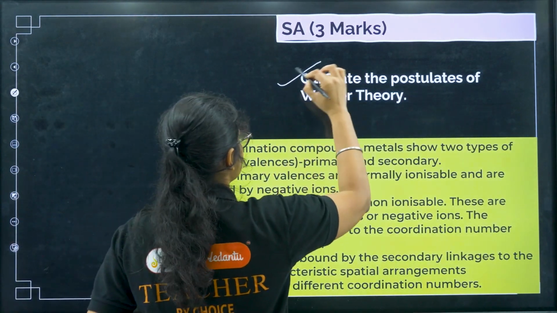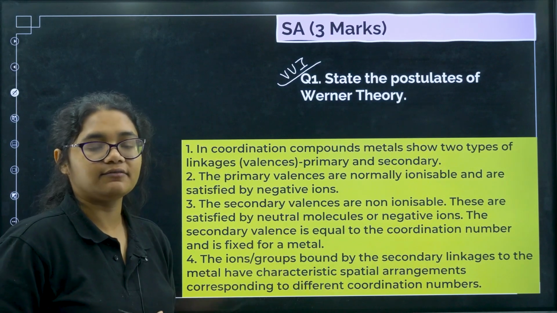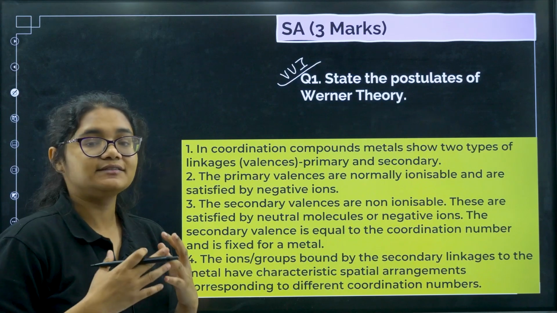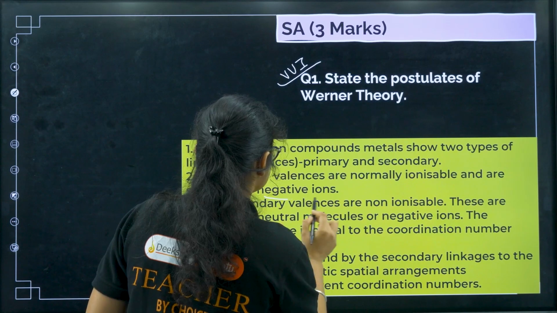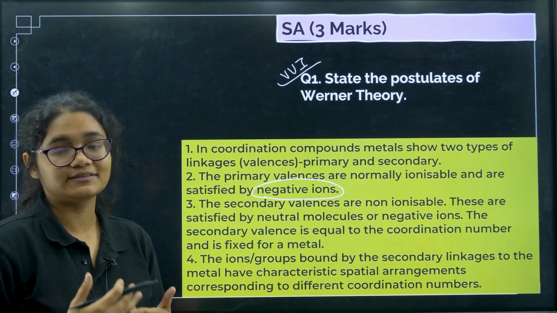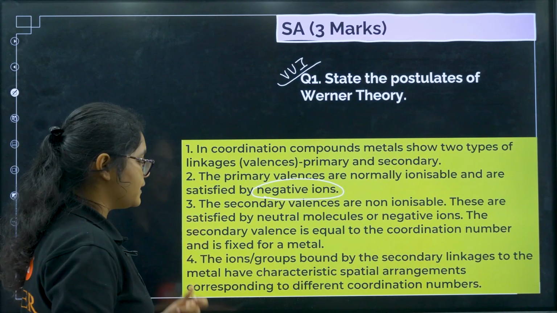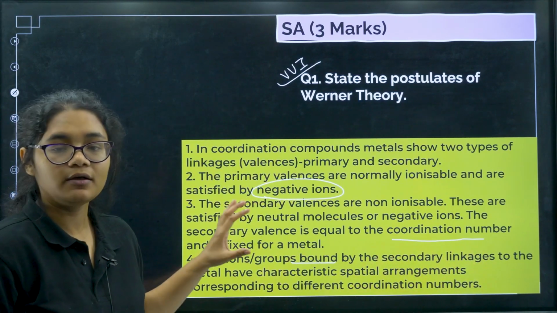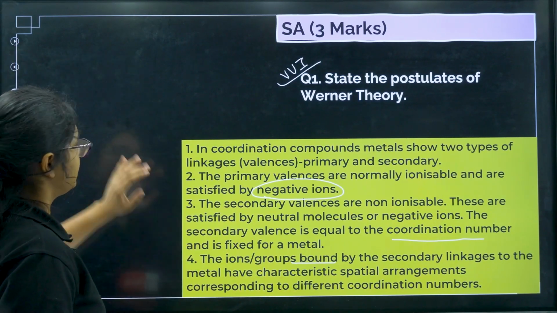Very important question, please remember this one. So Werner's theory: primary valency and secondary valency. Primary valencies are normally ionizable and are satisfied by negative ions, whereas secondary valency is non-ionizable and is generally satisfied by neutral and negative ions, right? And secondary valency will also tell you about the geometry of the metal. It is equal to the coordination number and gives you the geometry of the complex. Okay, this you already know, I think you can read from here.